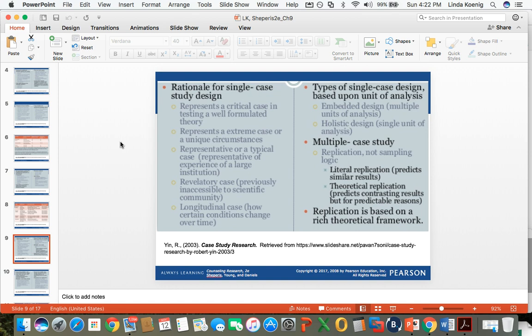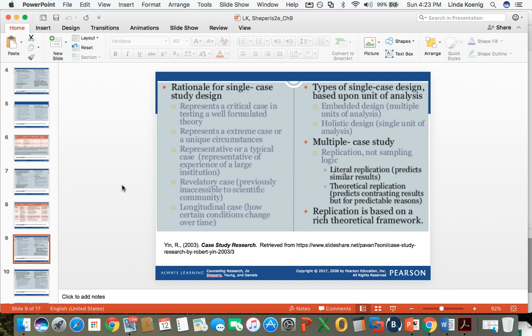If we have a situation that represents a critical case, then we might want to use a case study design and choose that particular critical case, something that is extreme or unique. Or we might want to choose what represents a typical case of a larger experience. And when I was making reference to the opioid issue earlier, that would be where this would fall, representative of an experience of a larger population.